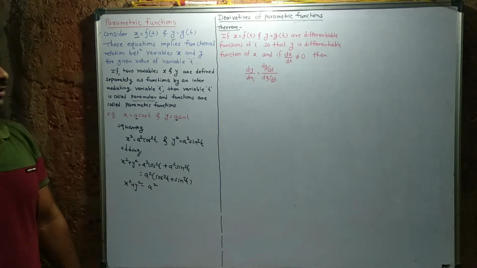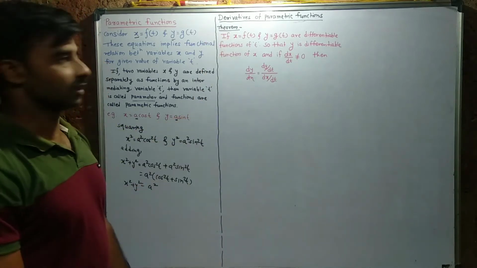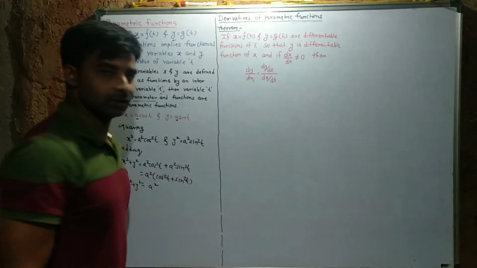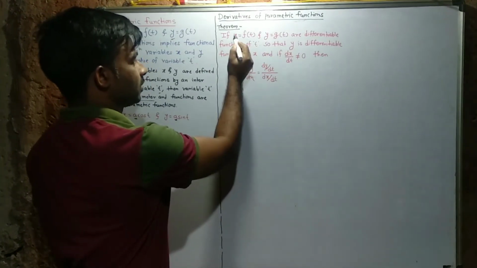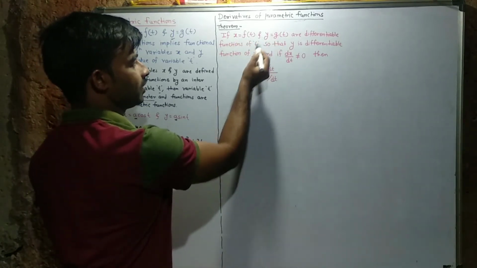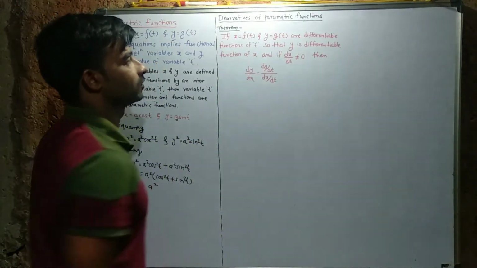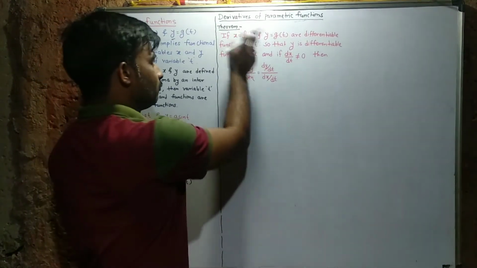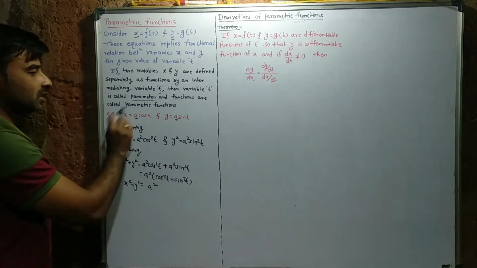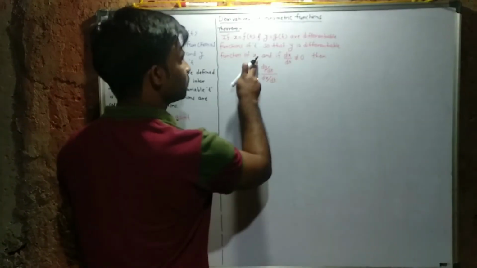Right now we are going with the theorem related to the derivative of a parametric function. If x is equal to f of t and y is equal to g of t are differentiable functions of t, that means x is dependent on t and y is also dependent on t, then there will be a relationship between these two variables also, and therefore y is a differentiable function of x.